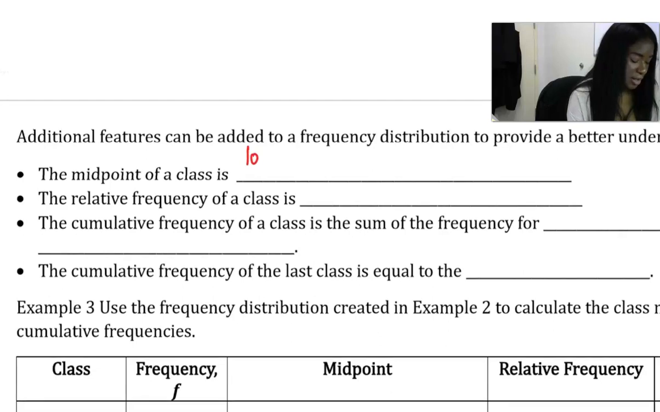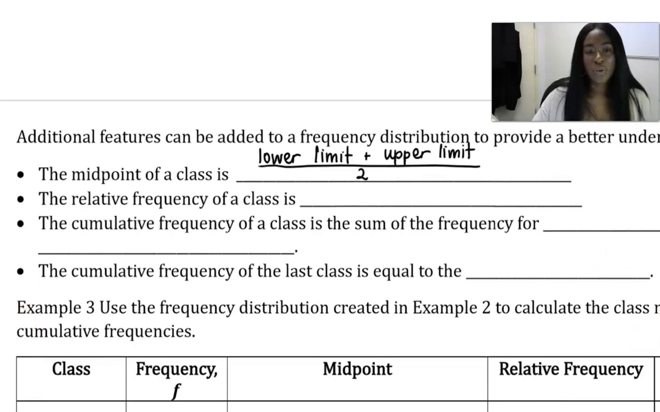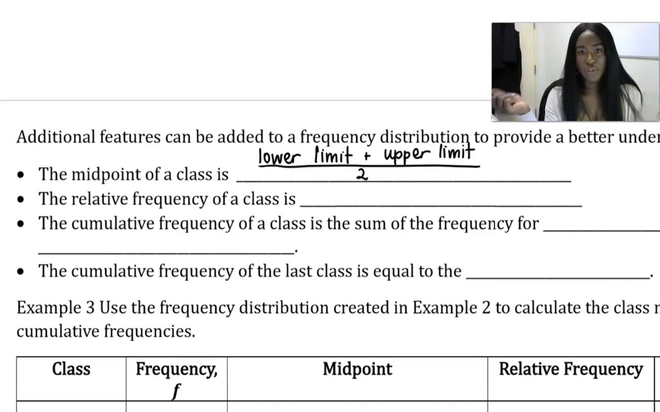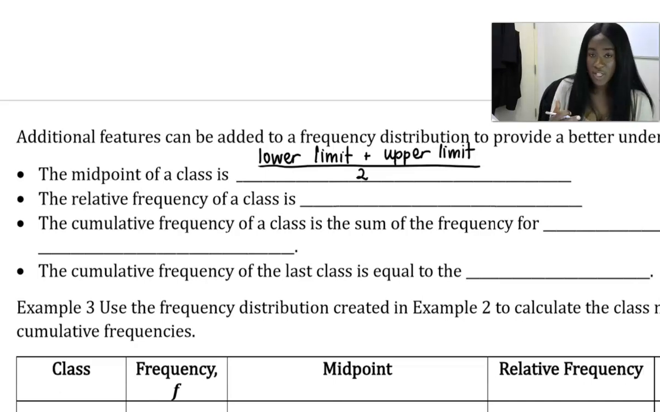So we will take the lower limit and add it to the upper limit, and then we will divide that by 2. So we're just finding the number in between the two boundaries for that class, or the two limits for that class. The next thing we'll talk about is the relative frequency, and the relative frequency of a class is the proportion or the percentage of the data that falls into that particular class.